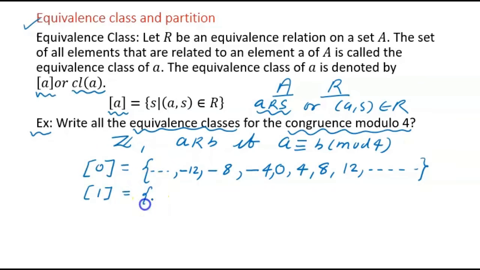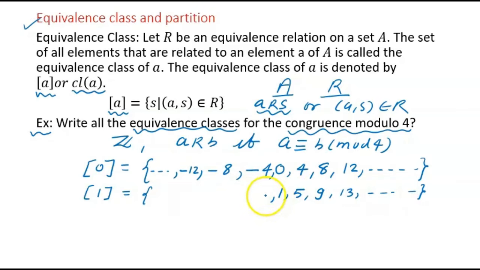And I think now you are smart enough to understand that 1 certainly will be related to 1 because 1 minus 1 is, I made a mistake, 1 minus 1 is equal to 0, which is divisible by 4. So 1 must be here. Then what will be the next element? 5, because 5 minus 1 is 4 and it is divisible by 4. The next element will be 9 because 9 minus 1 is 8, which is divisible by 4. Next element will be 13 and so on. I hope you are getting the idea.